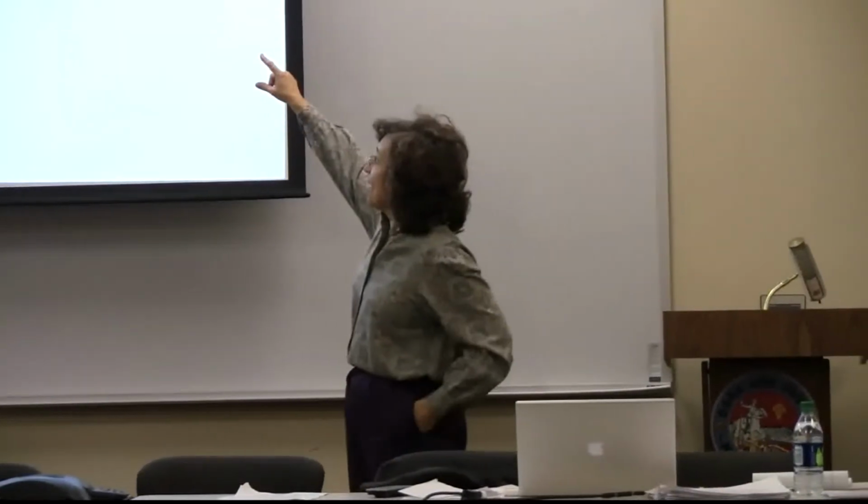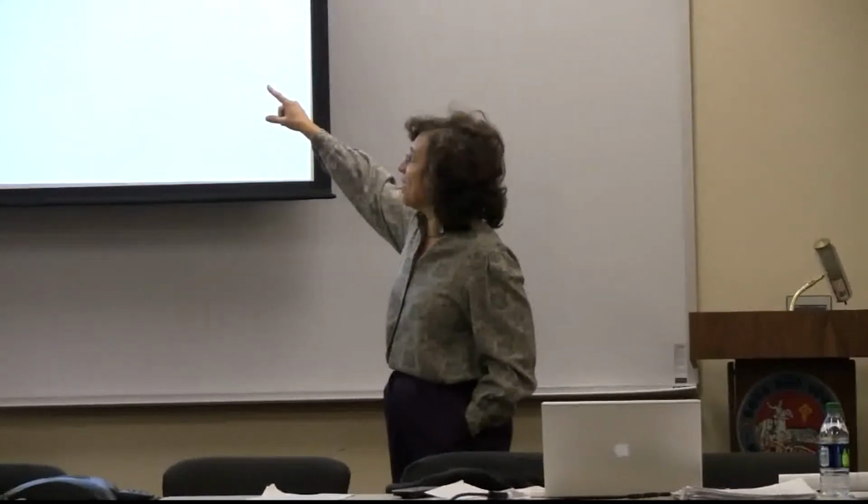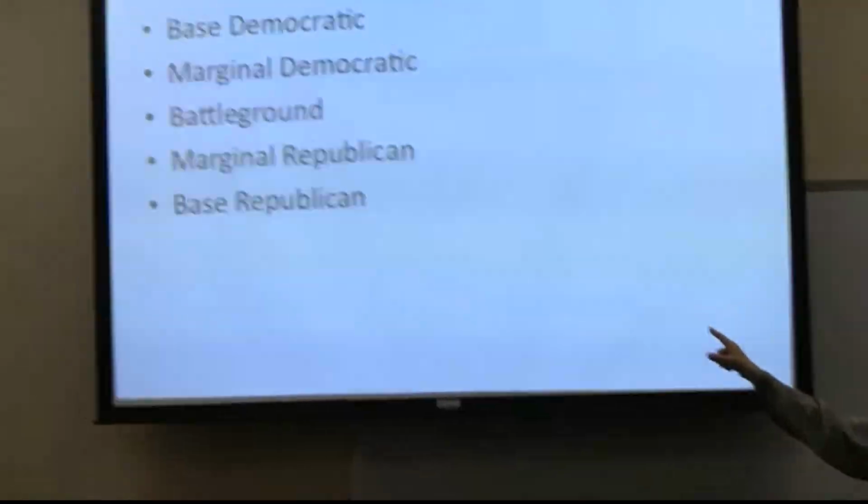And if you've ever looked at all 50 states, it's pretty amazing the variation between the states in how they vote for the Democratic and Republican candidates. And it's fairly consistent over time. And so they have a lot of reliable information. So they define states as either base Democratic, marginal Democratic, battleground, marginal Republican, base Republican.